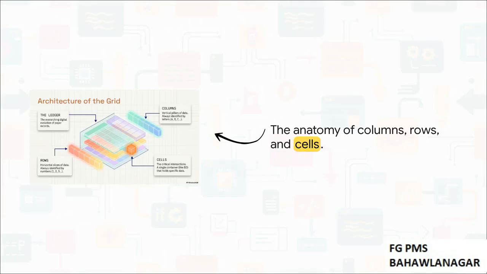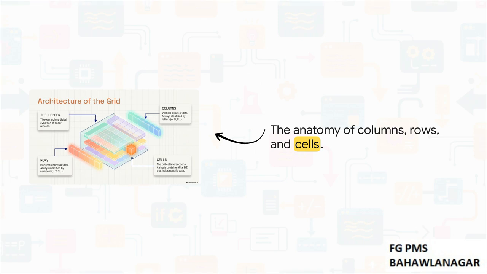So the absolutely crucial point here is how this grid is actually constructed. You've got these vertical pillars of data, the columns, which, as you know, are always identified by letters. Then you've got the horizontal slices of data, the rows, identified by numbers. And right where those intersect, that's where you get cells. A cell, like B2 for example, is that critical intersection. It's a single container that holds specific data.